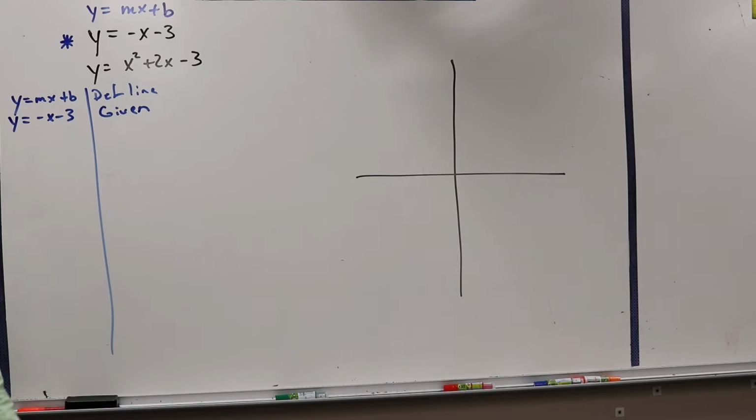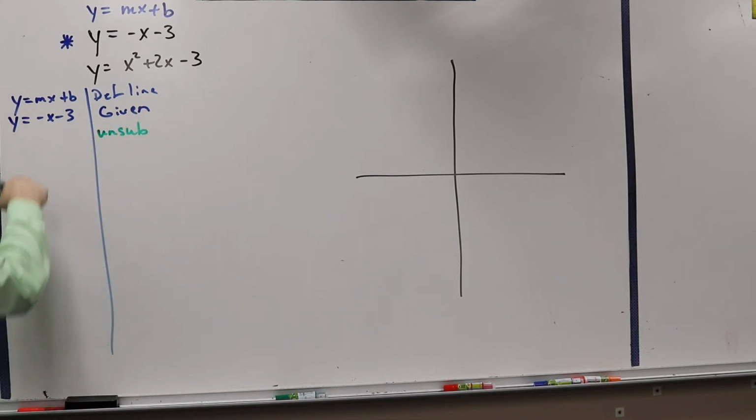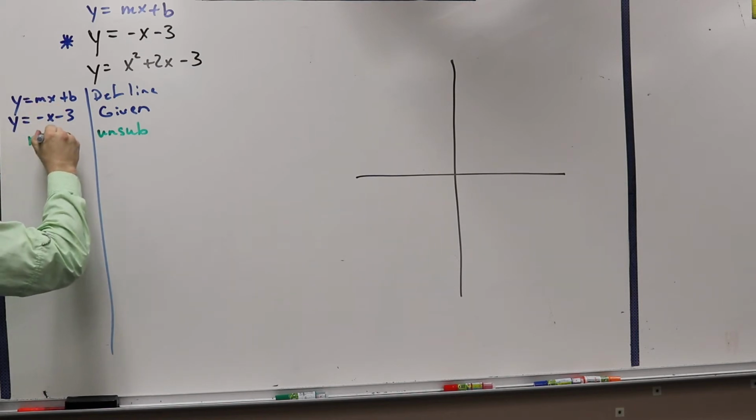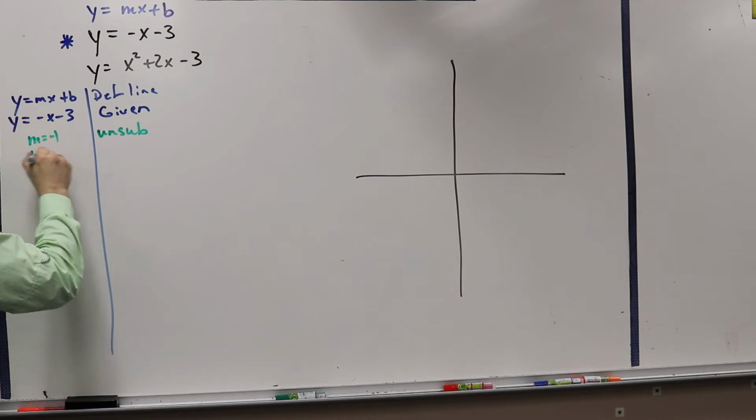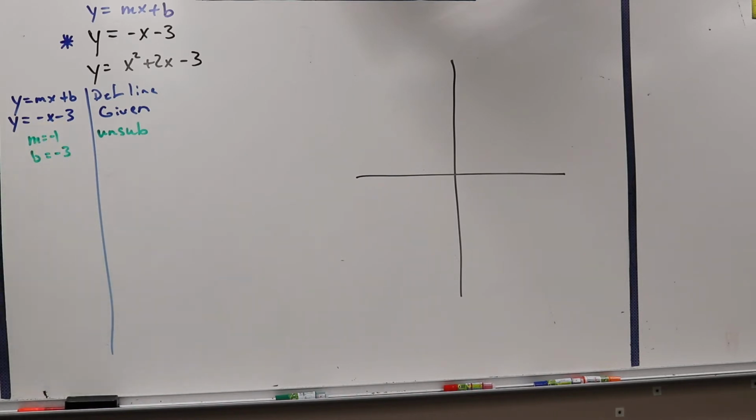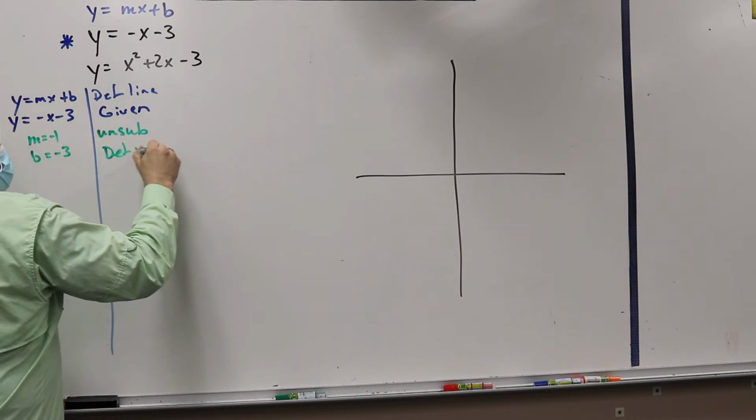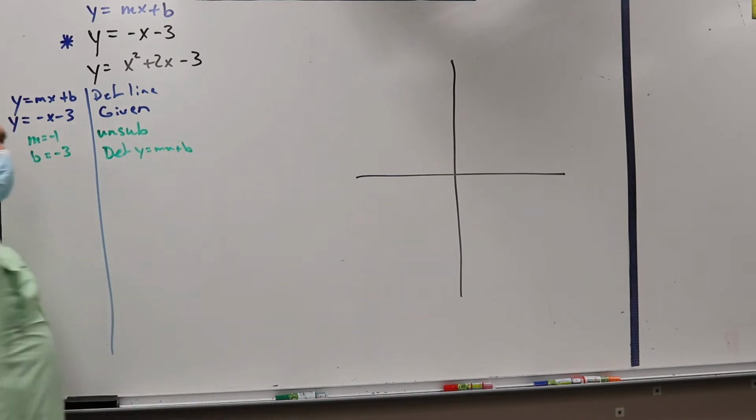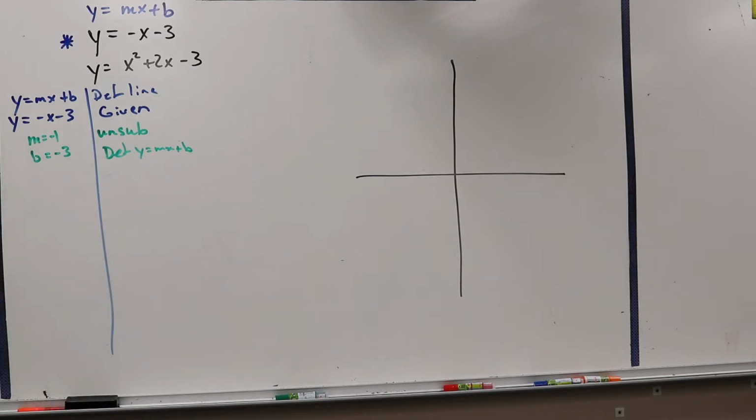I get to unsubstitute, right? Unsub, meaning m is equal to negative 1. b is equal to negative 3. Why? Definition of y equals mx plus b. Right? The definition of slope, definition of y-intercept. That's this whole idea of y equals mx plus b. It gives us our slope and it gives us our y-intercept.